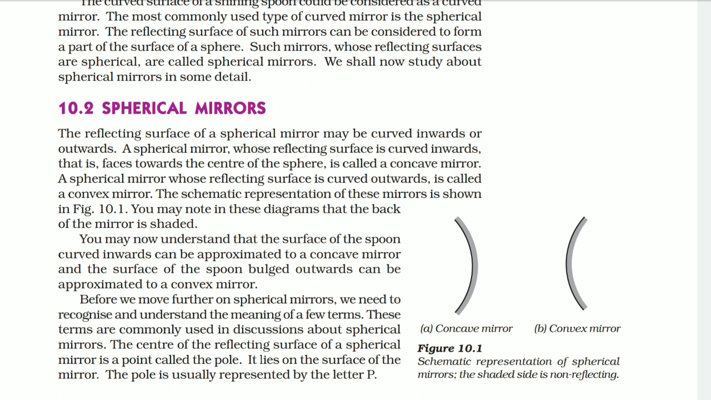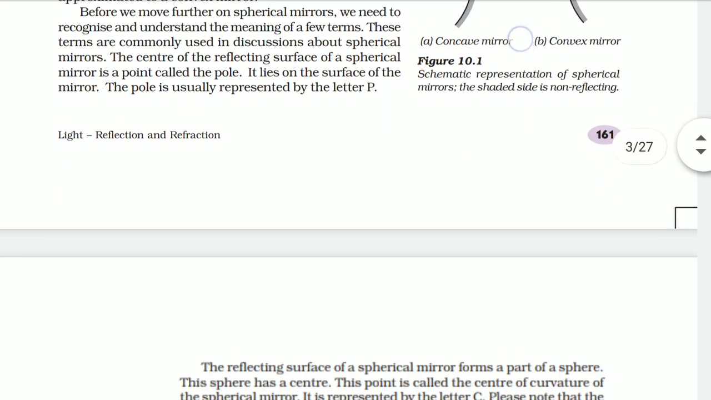Before we move further on spherical mirrors, we need to recognize and understand the meaning of a few terms. These terms are commonly used in a discussion about the spherical mirror. The center of the reflecting surface of the spherical mirror is a point called a pole, right? So the center point on the mirror is called a pole. It lies on the surface of the mirror, and the pole is usually represented by the letter P.